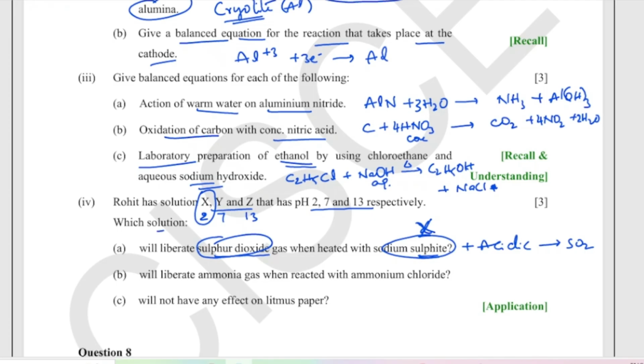Which solution will liberate ammonia gas when reacted with ammonium chloride? Usually when ammonium chloride reacts with alkalis, they produce ammonia gas. So alkali means it must be a base, so it must be Z. Next, will not have any effect on litmus paper, so that is neutral. So which one is neutral here? pH 7, that is Y, is neutral.